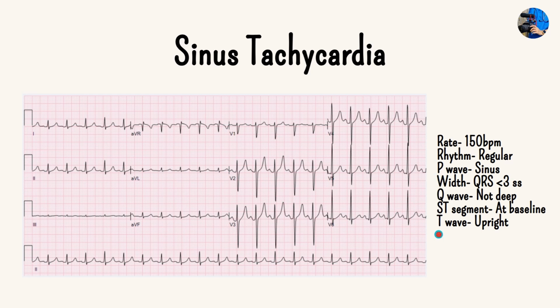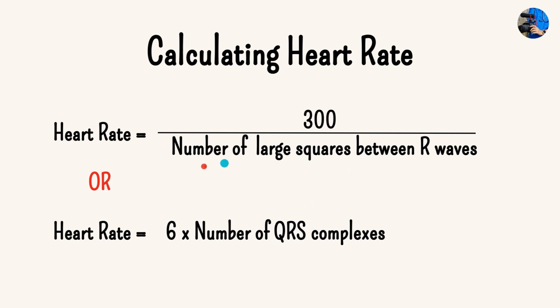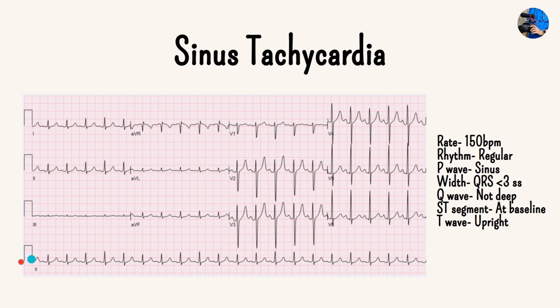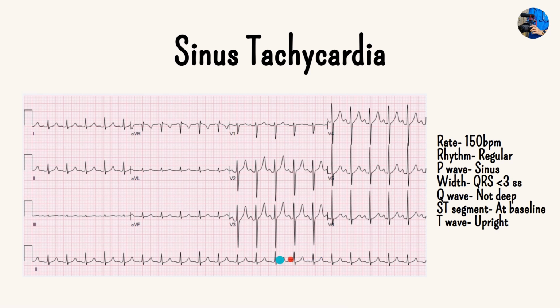Now, the first thing is the rate. So what you can actually do, remember, if we go back here, this is useful for you to know. Remember, you can calculate heart rate as 300 divided by the number of large squares between R waves. So if we keep that in mind and come here, because this is a regular rhythm, there's perhaps around 2 big boxes, and 300 divided by 2 would be 150 BPM, which is pretty accurate. The rhythm is regular, as we've already said.